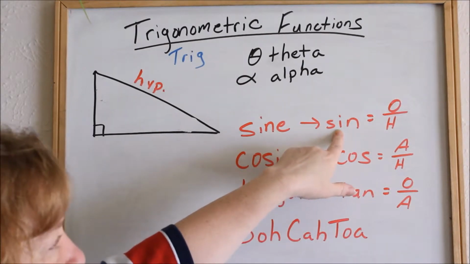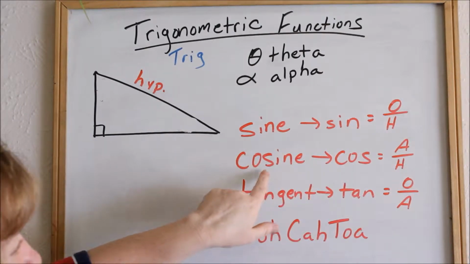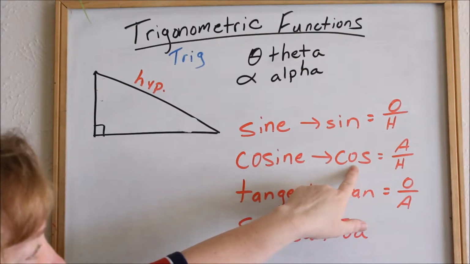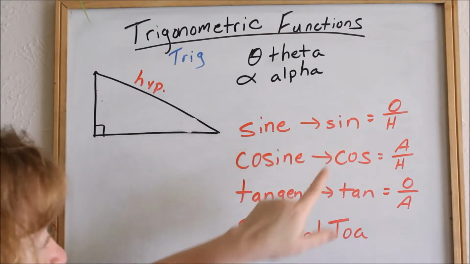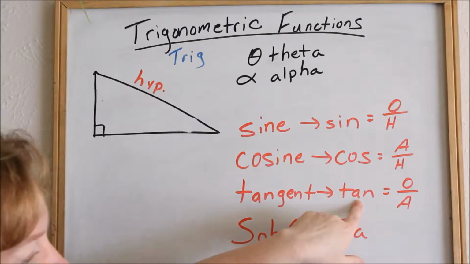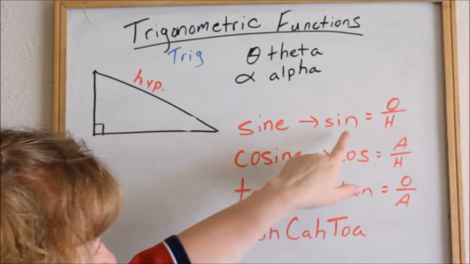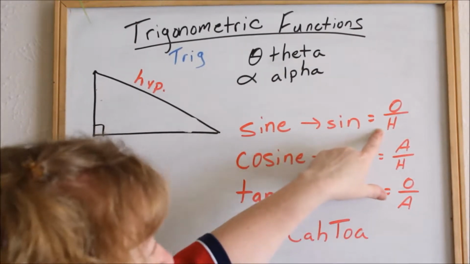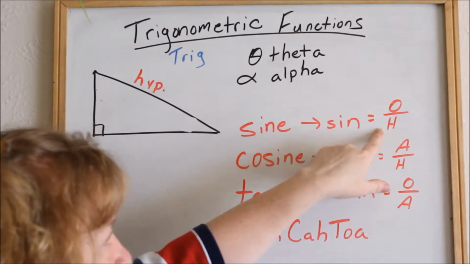If you have a scientific calculator, you will see these three trig functions on it. Cosine, the whole word, will be abbreviated cos, C-O-S. Then you also have tangent, which will be abbreviated T-A-N. Sine, cosine, and tangent will be a ratio. Ratio is a fancy word for fraction.